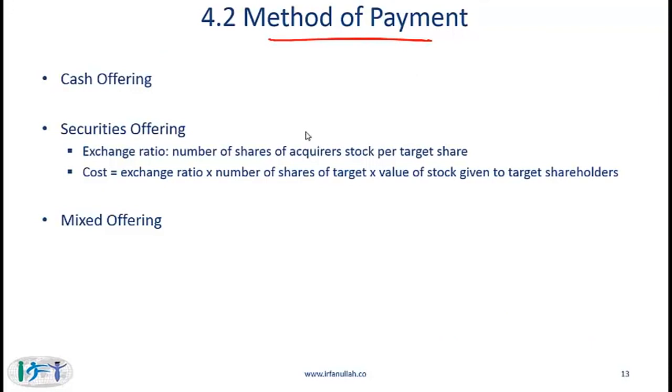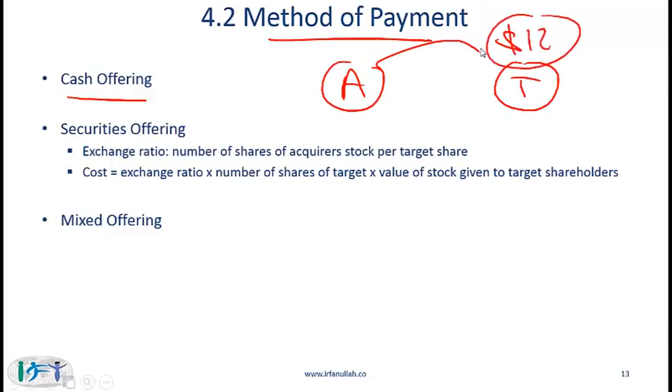The next point related to the transaction is the method of payment. The payment can be a cash offering where the acquirer says to the target that, look, on a per share basis, I'll pay you $12. This is in cash. A securities offering, the most common kind of securities offering is where company A says to target shareholders that, look, for each share of yours, you will get 0.8 shares of the acquiring company. This 0.8 is called an exchange ratio. It is the number of shares of the acquirer's stock per share of the target.